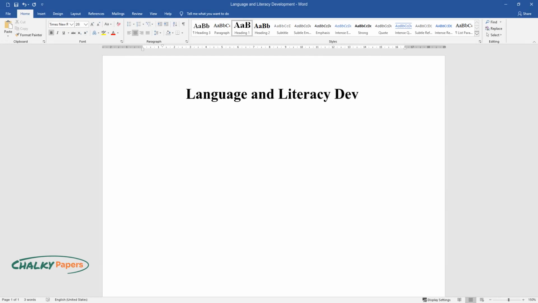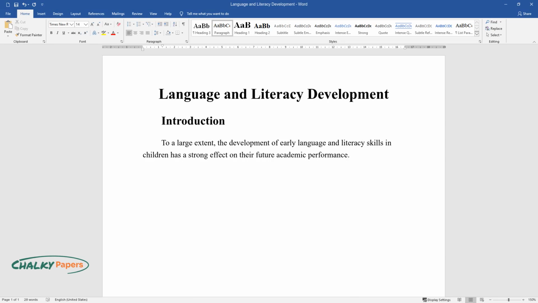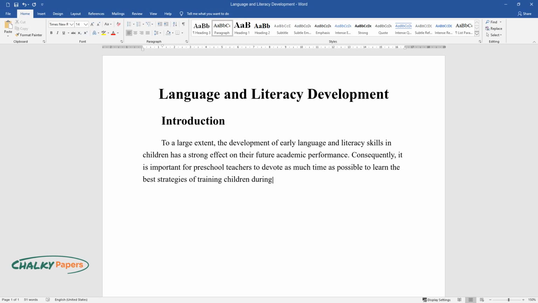Language and literacy development. Introduction. To a large extent, the development of early language and literacy skills in children has a strong effect on their future academic performance. Consequently, it is important for preschool teachers to devote as much time as possible to learn the best strategies of training children during their early days in life.